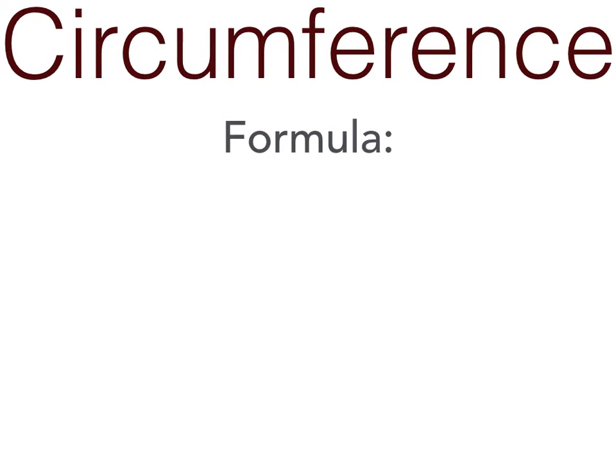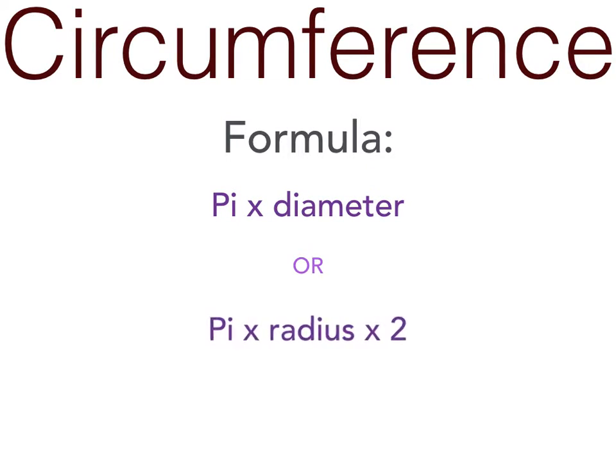Let's talk about circumference. So first of all, the formula for circumference is pi times diameter, which is the same as pi times radius times 2. Going back to circumference and area, let's talk about area. The formula for area is pi times radius squared.